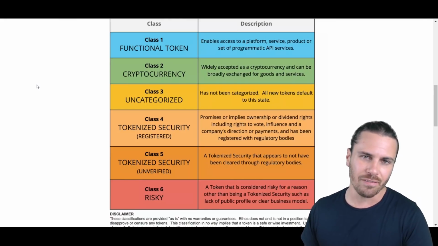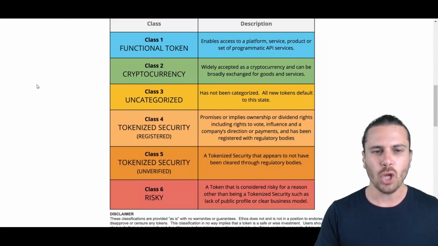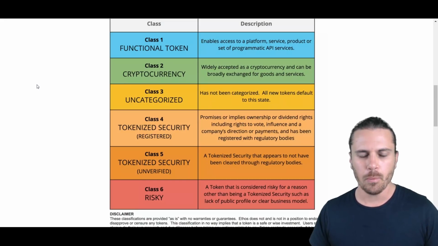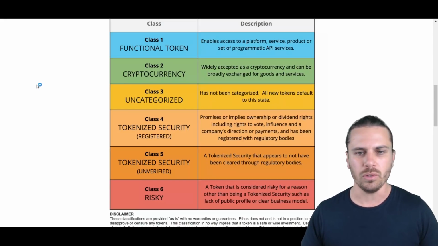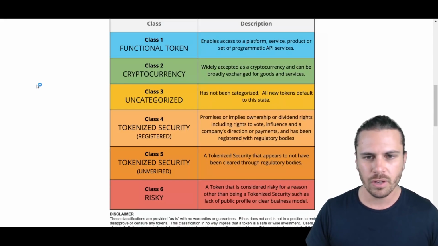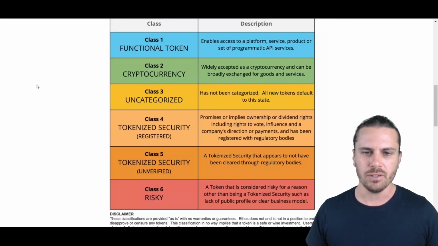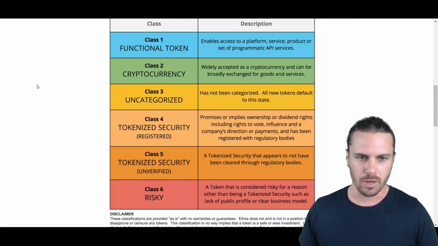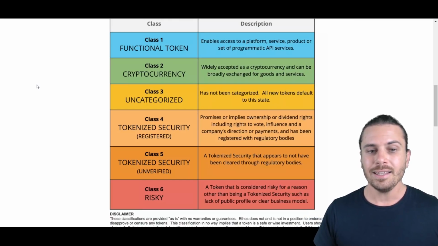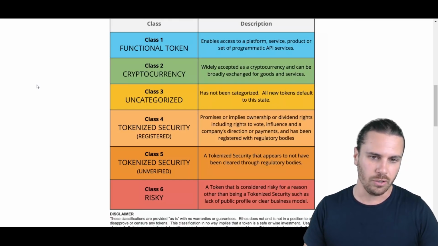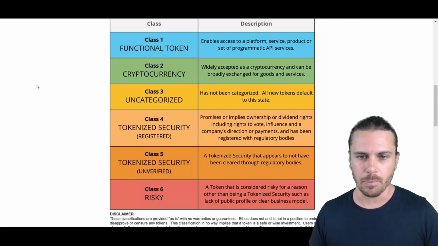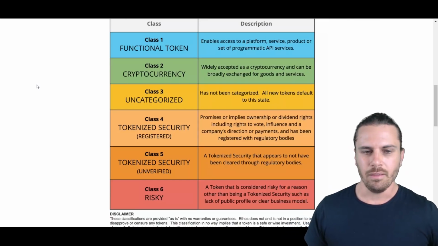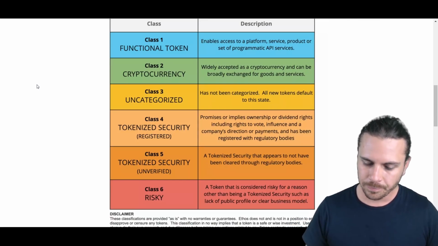So the second definition we want to look at is tokenized security. Now a tokenized security promises or implies ownership or dividend rights, including rights to vote, influence a company's direction or payments, and has been registered with regulatory bodies. Now there's also the unverified tokenized security. So a tokenized security that appears to not have been cleared through regulatory bodies. Now that's a really important one.